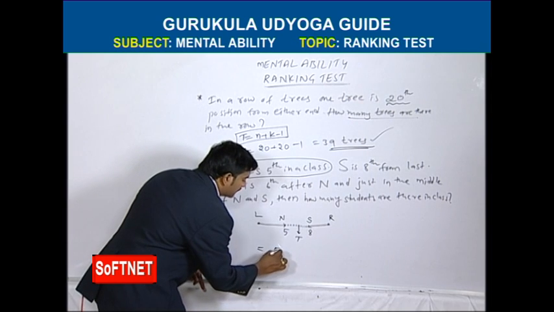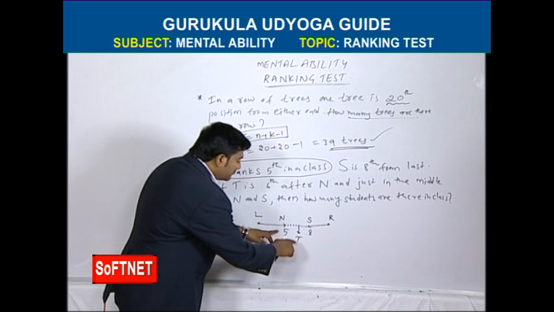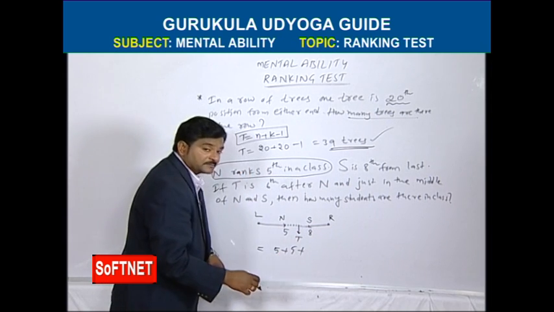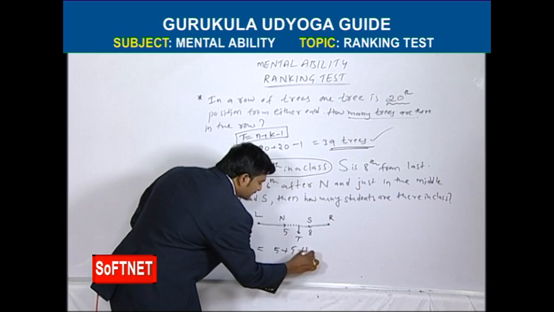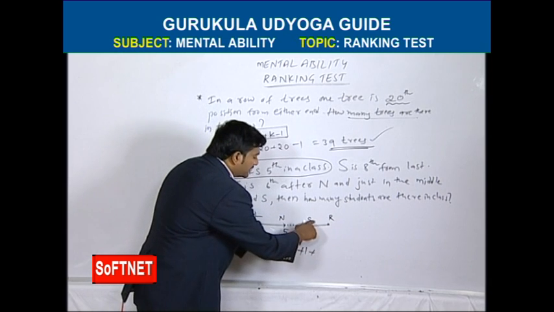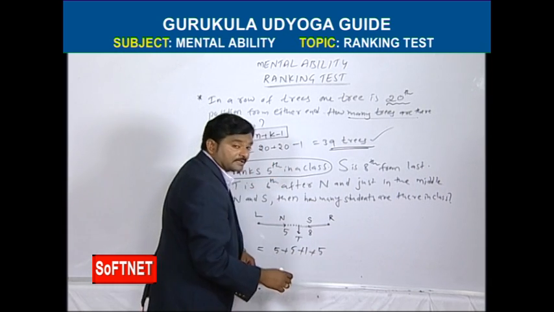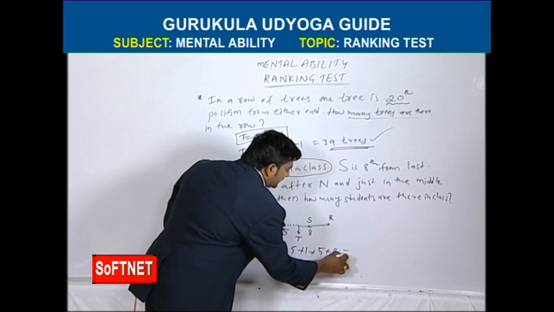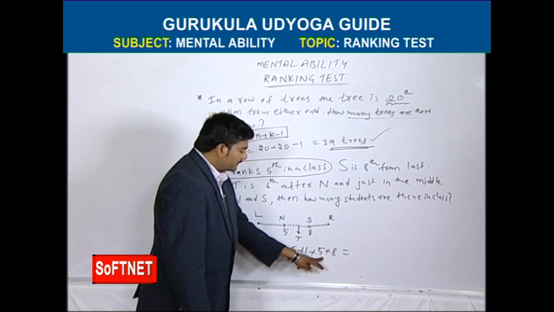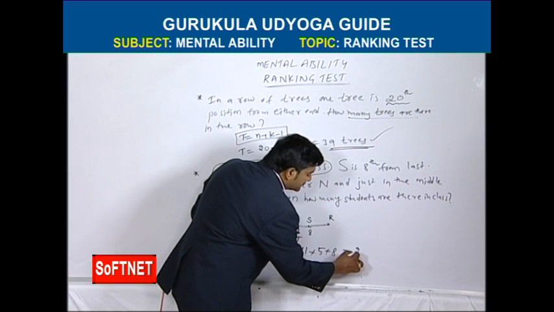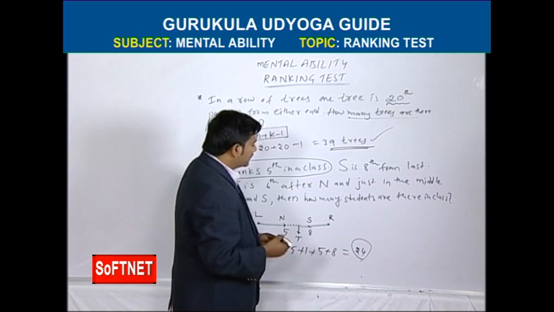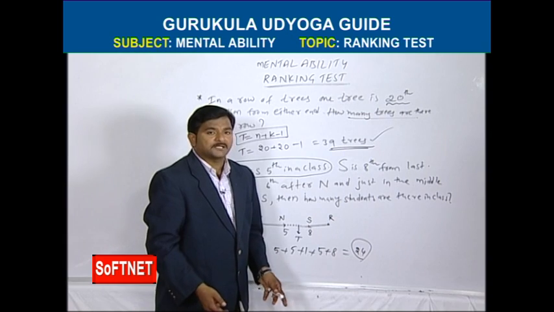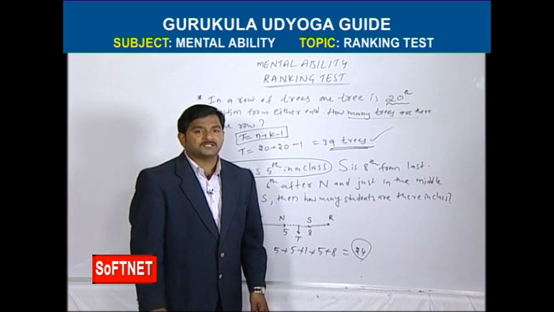Now the total number of members in that row: up to N, how many ranks do I have? 5 ranks. In between N and T, 5 members. And T is one person. In between T and S, again 5 members. And from S to the right end, 8 are there. Add all these: 5, 10, 15, 16, plus 8. Therefore, how many students are there in the class? There are 24 students in that class.